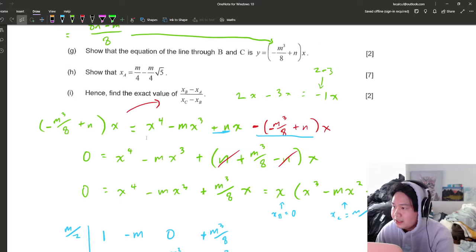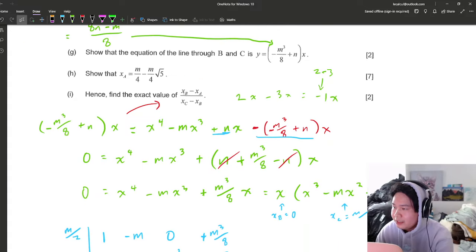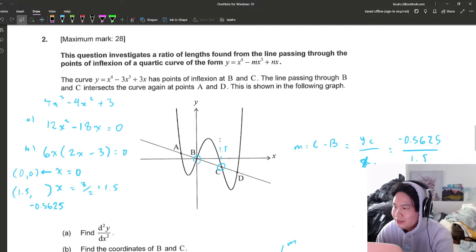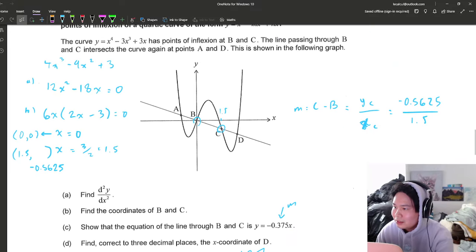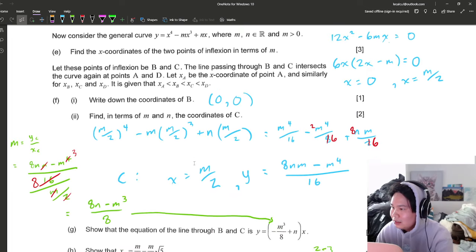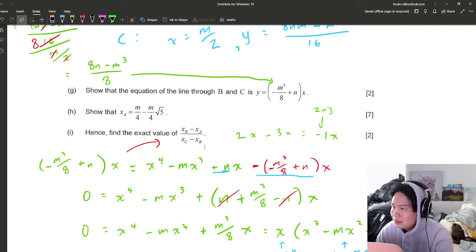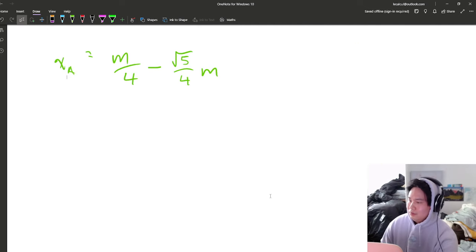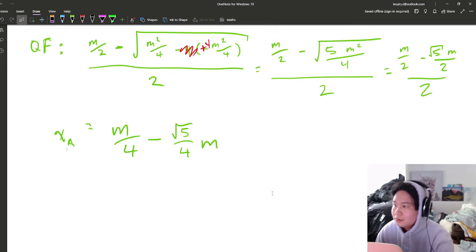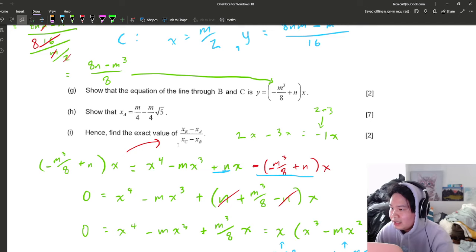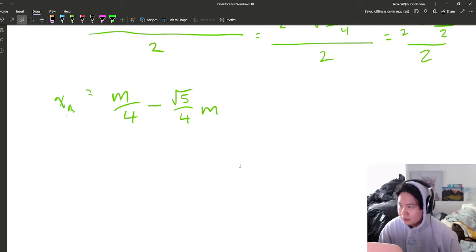Okay, and then we're almost done. Hence find the exact value of xb minus xa over xc minus xb. What are they even asking you to find here? Oh, this horizontal distance compared to this horizontal distance, right? Yeah, whatever. BACB. BACB.